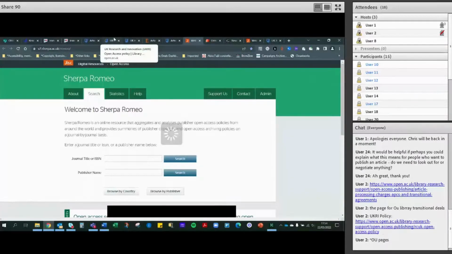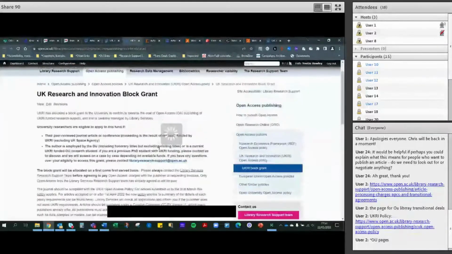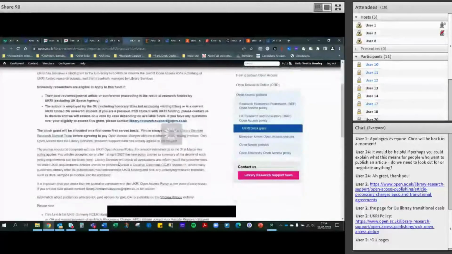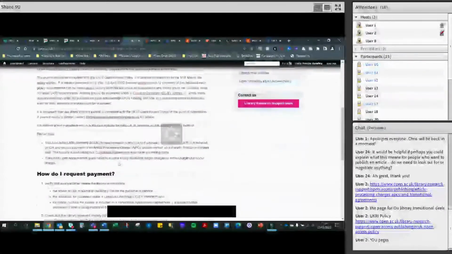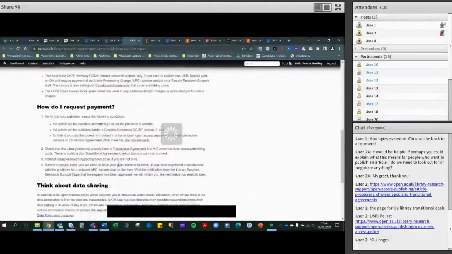So first, let's just check your eligibility on the block grant page, which I believe is this one here. You can see that you need to be funded by one of the research councils that we mentioned earlier, and you would need to be employed by the OU or be a current PhD student. And obviously before you submit any requests to us, it would be down to you to check whether your chosen journal is compliant. And you can see here some full details on the steps you need to take on how to request funds from the block grant.